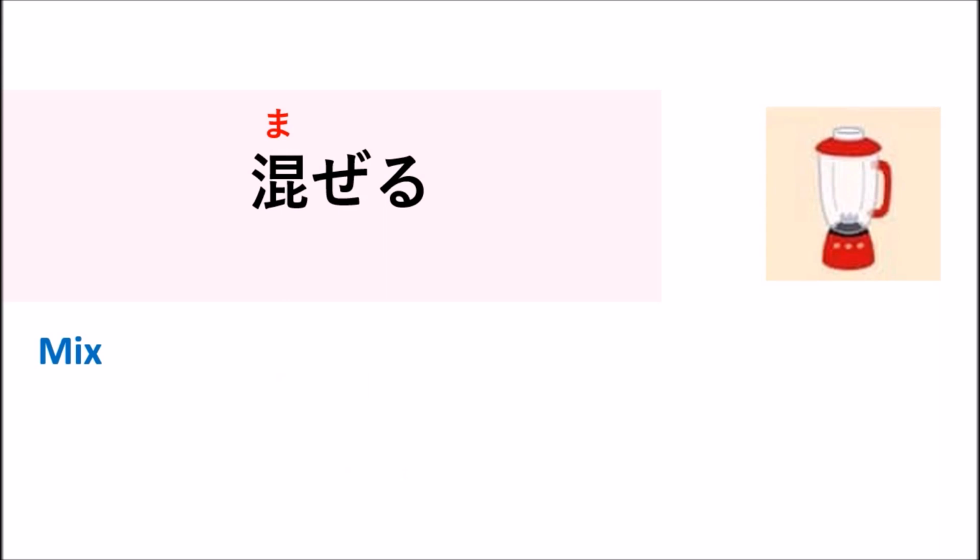Mazeru means mix. For example, if you want to mix something, you can use the word mazeru. For example, when you want to do chemistry, or you want to try to create a new thing by using chemistry, or you want to create something new by putting other things together, you can say mazeru, or mix something to create another thing.